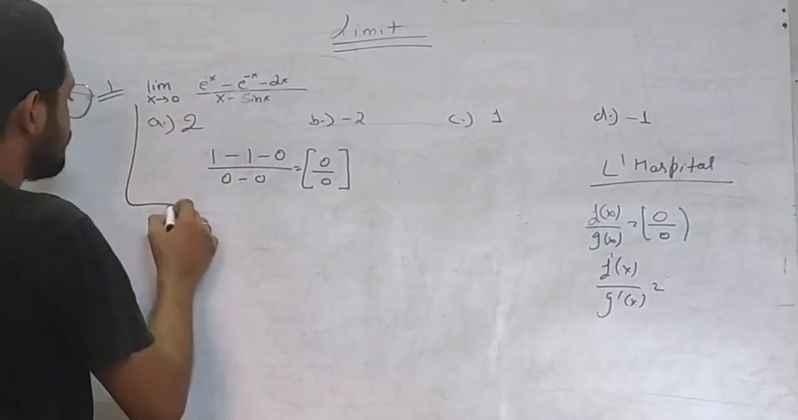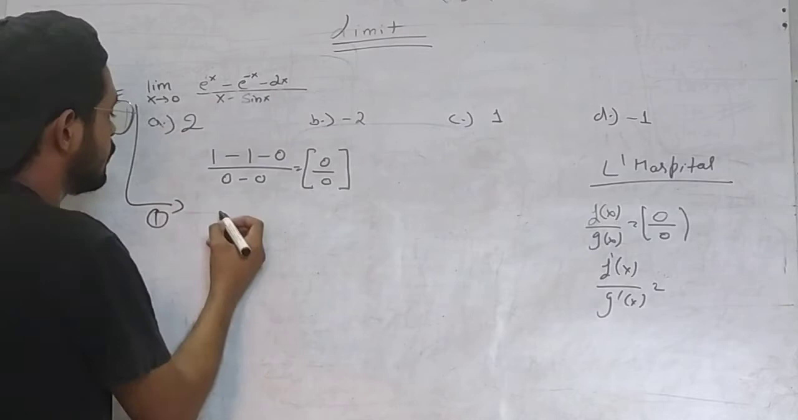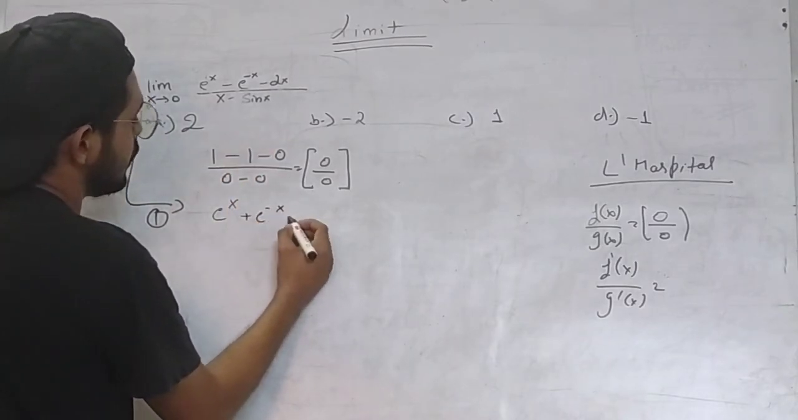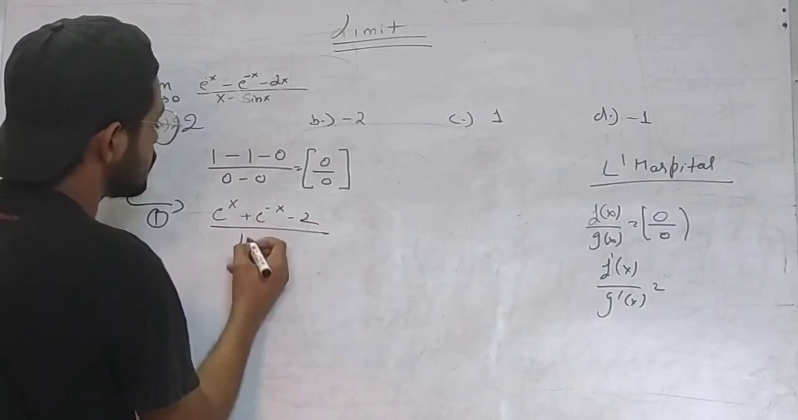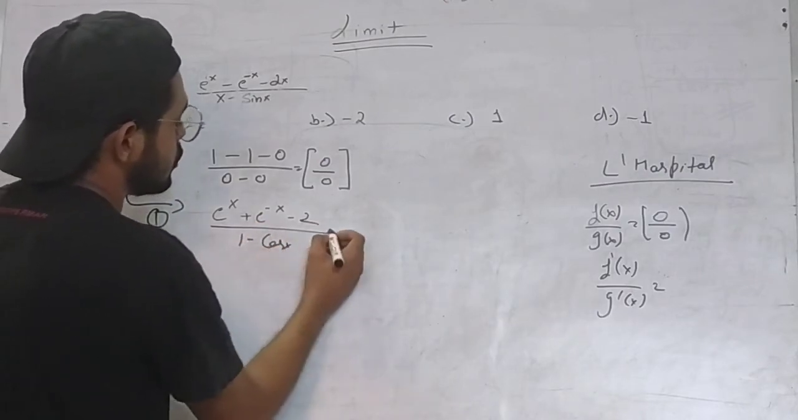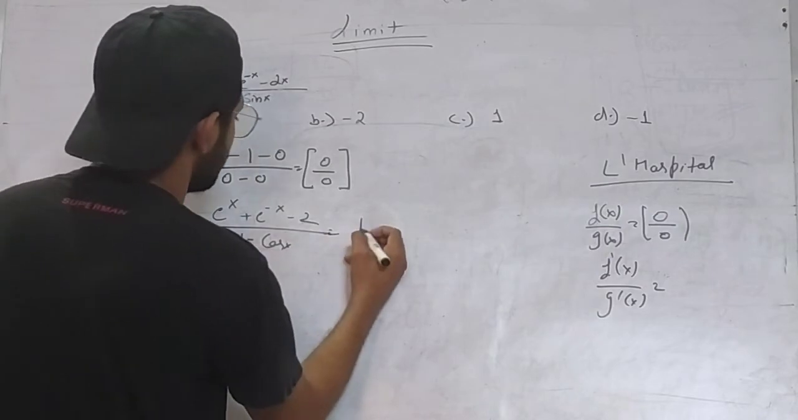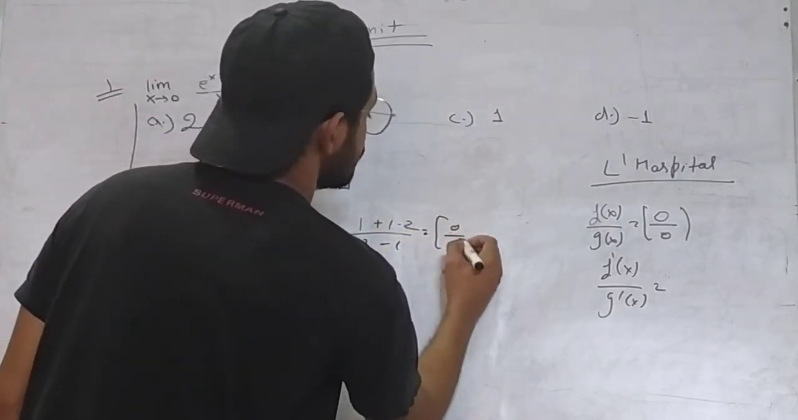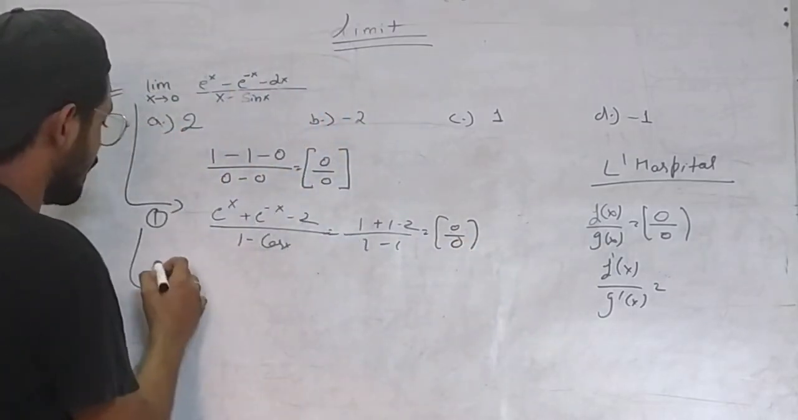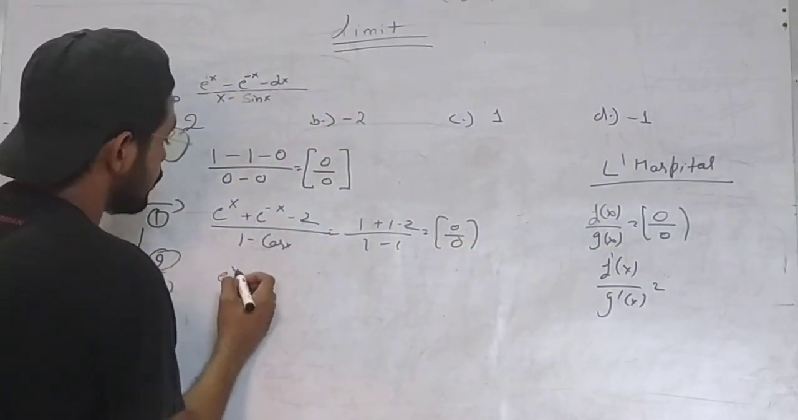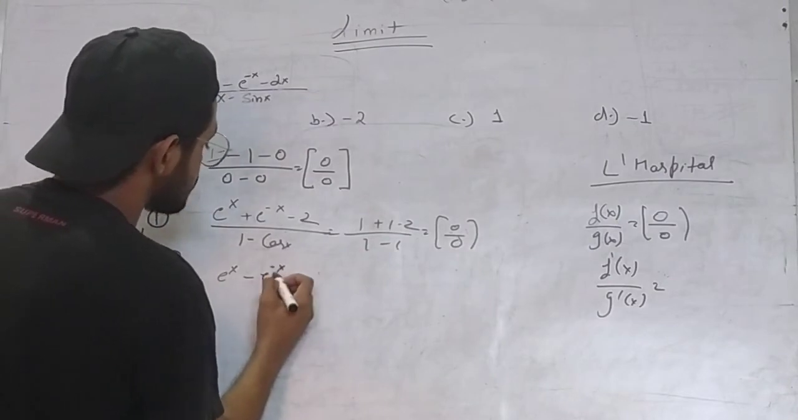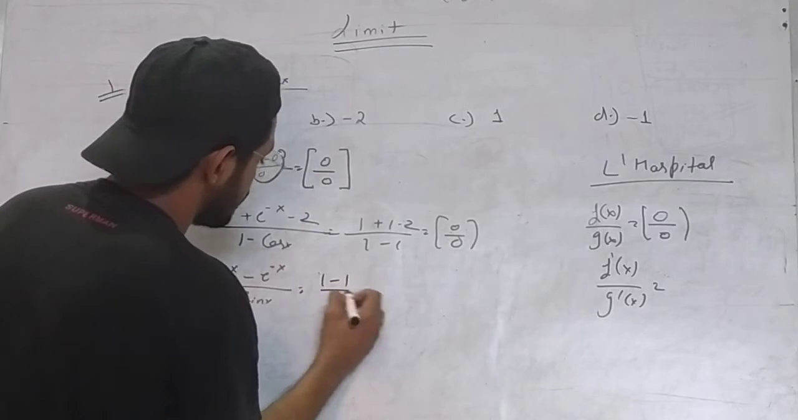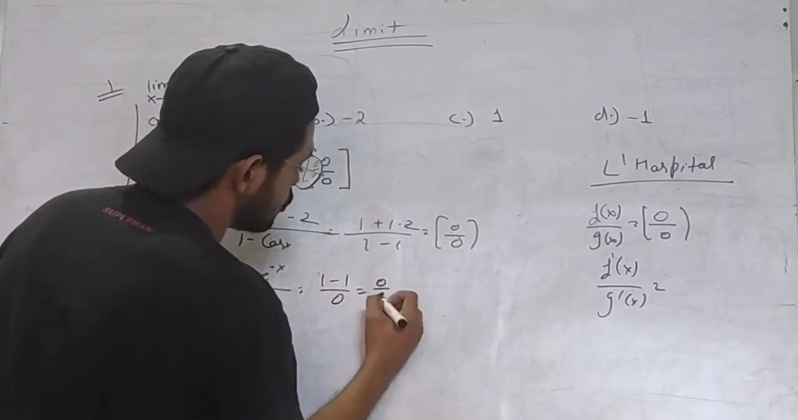If we differentiate it, a to the power x plus a to the power minus x minus 2, and this is 1 minus cos x. If we apply the limit here, this will be 1 plus 1 minus 2 upon 1 minus 1. This again gives you a 0 by 0 form. We have to differentiate it again, so it gives you e to the power x minus e to the power minus x upon sin x. So this will be 1 minus 1 upon 0, which gives a 0 by 0 form.